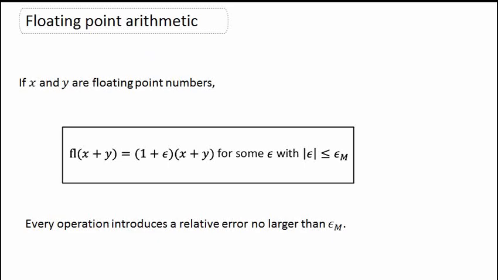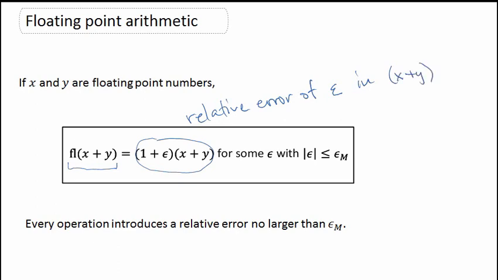Let's suppose you have two floating point numbers, x and y, and we want to add them together. We're going to assume that when you do that operation, you get another floating point number, and that floating point result of adding x and y is relatively close to the true result. What this means, remember, is a relative error of size epsilon in the result x plus y, and that epsilon has to be less than or equal to machine epsilon.